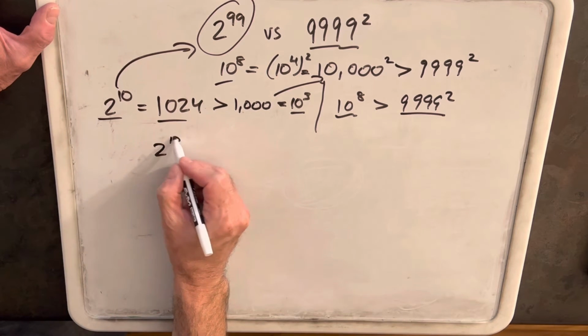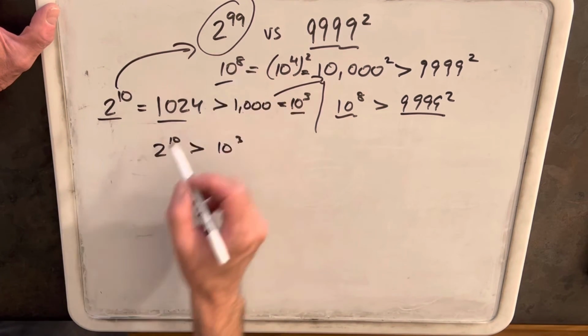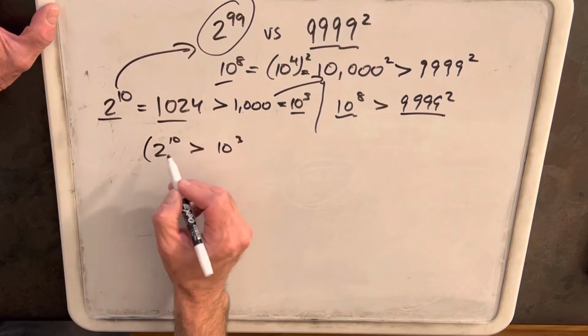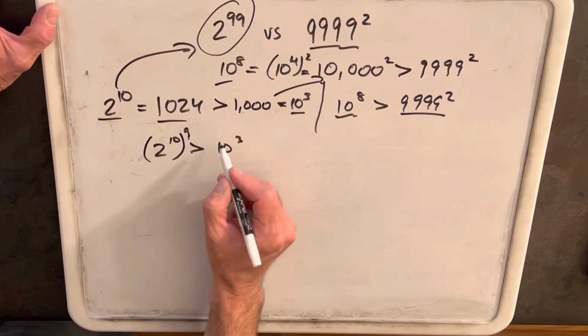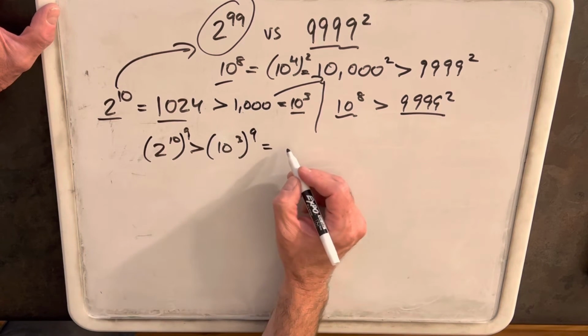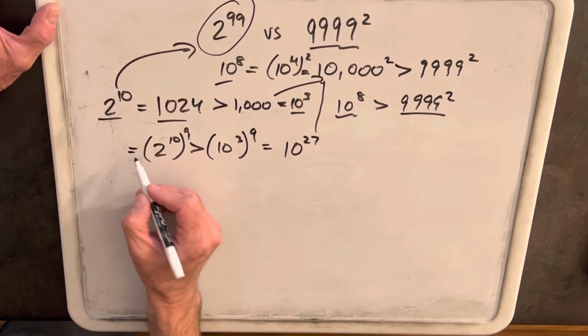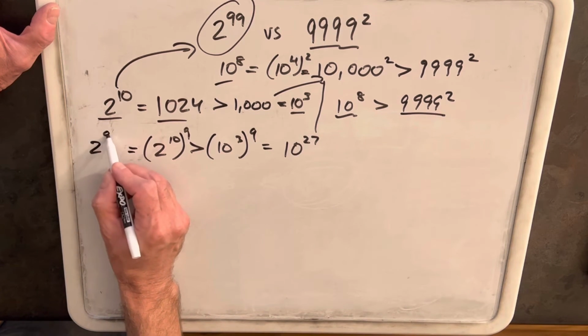If we're saying that 2 to the 10th is greater than 10 cubed, maybe let's not even worry about 2 to the 9th. Let's do this. Let's raise each side to the 9th. Okay, so this is going to be 10 to the 27th. This is going to be 2 to the 90th.